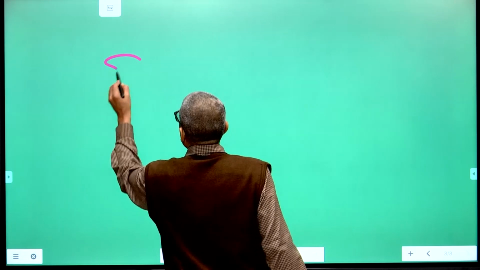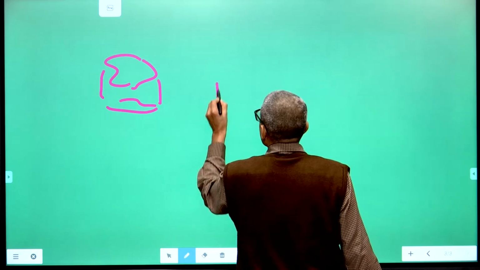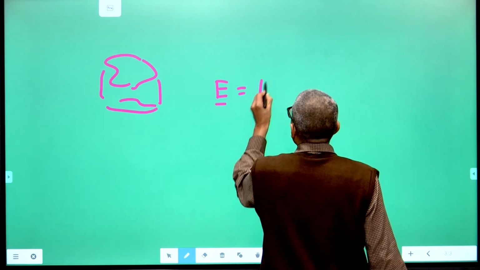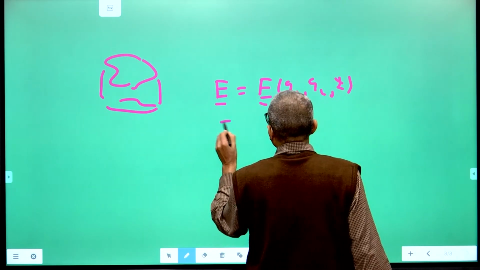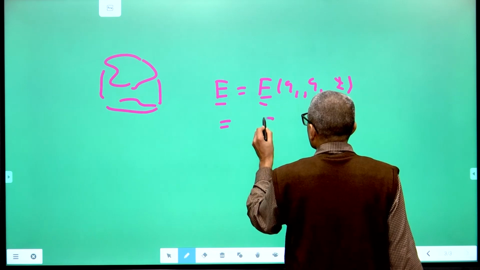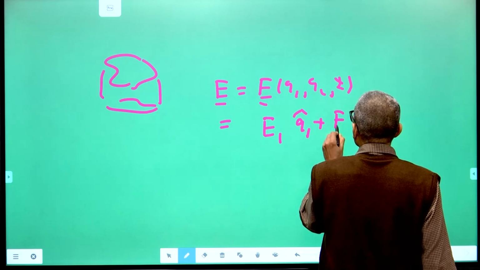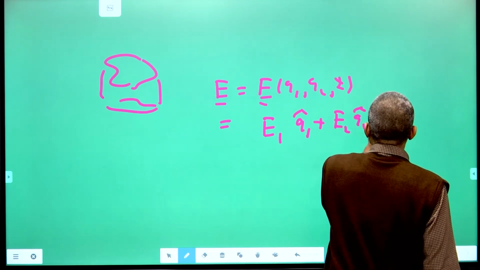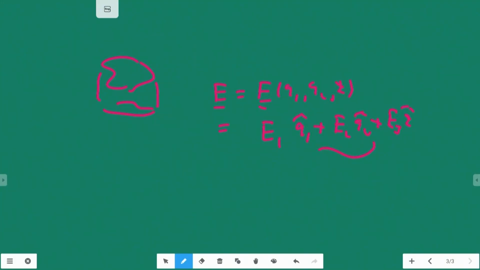So as we saw, in such a cavity you could write the electric field as a function of q1, q2, z, which is equal to E1 into q1 cap plus E2 into q2 cap plus E3 into z cap. So q1 cap and q2 cap lie in the xy plane. So this is nothing but E perpendicular, the transverse component of the electric field, and this is the longitudinal component Ez z cap. Likewise for the magnetic field.